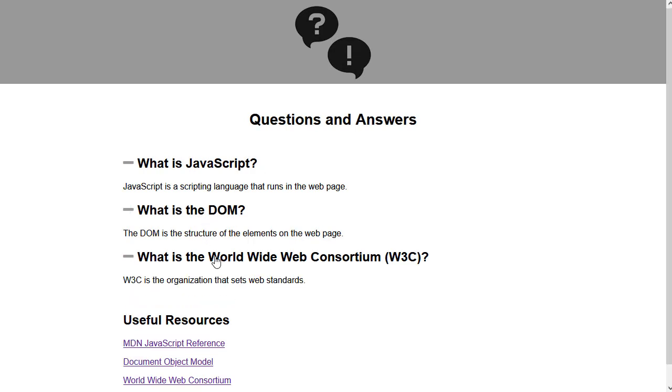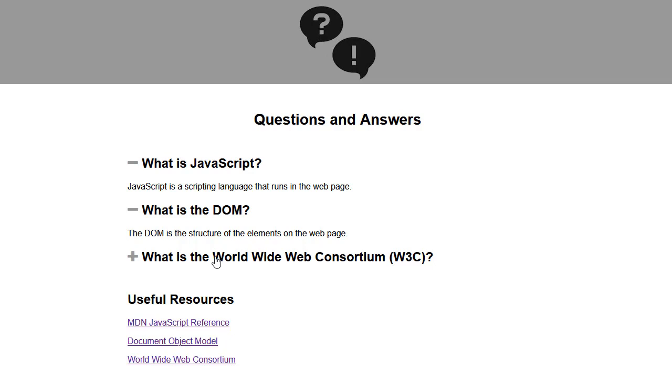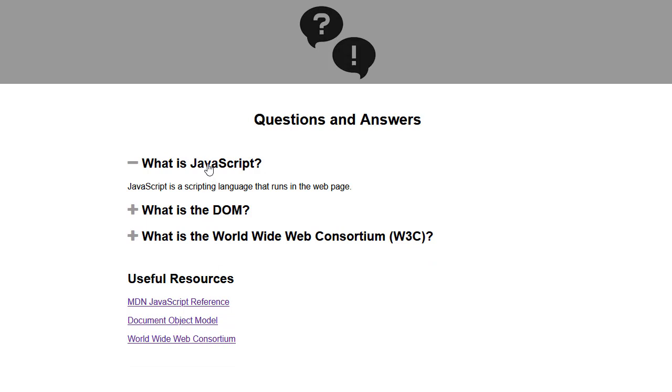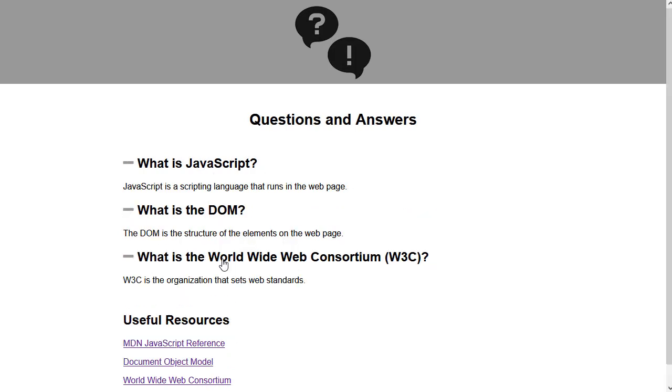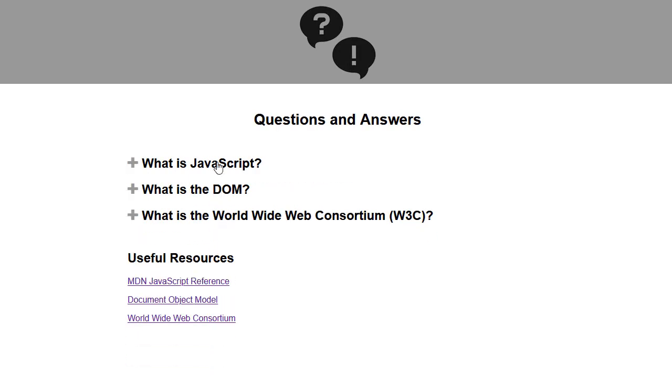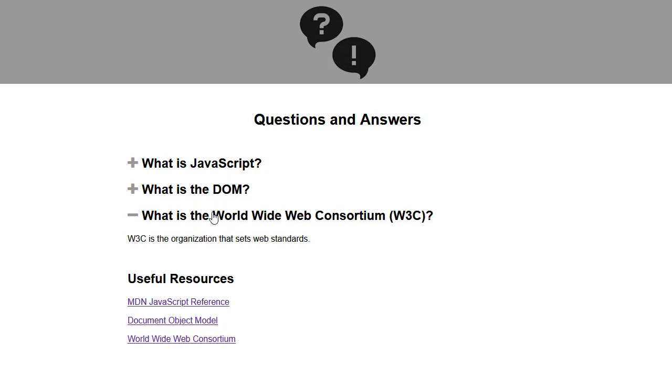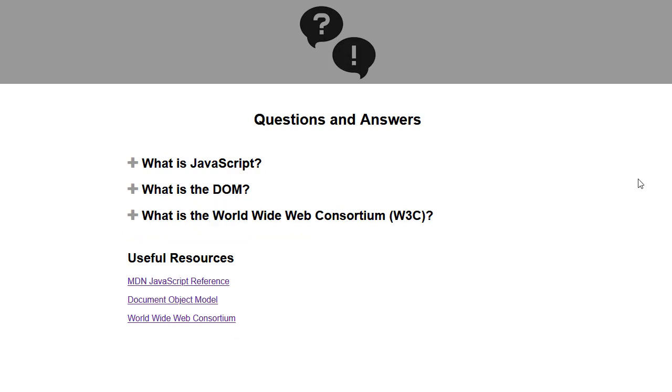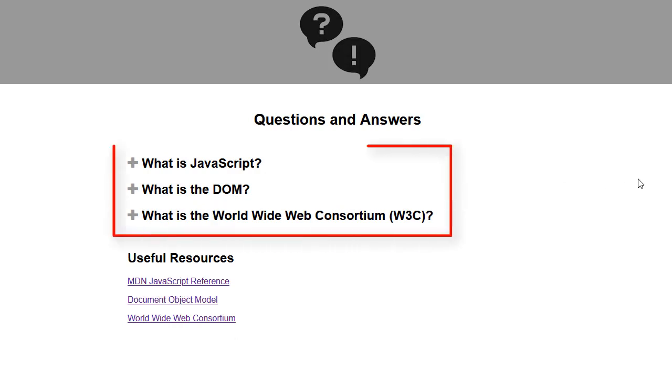If I click again, the minus sign goes back to a plus, and the content disappears. This code will work the same if I add more questions or if I delete a question. So let's take a look at what's happening here. When the page loads, we see the plus sign and the content underneath is hidden.